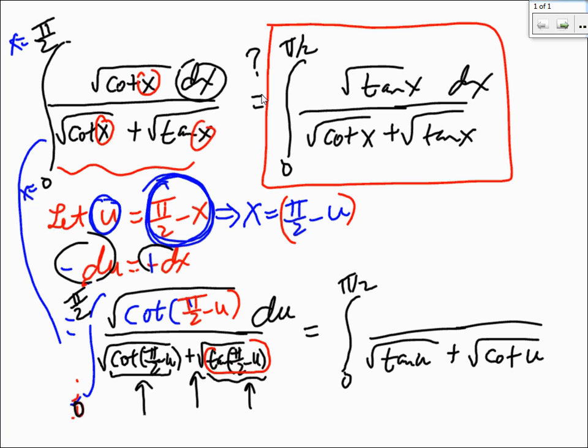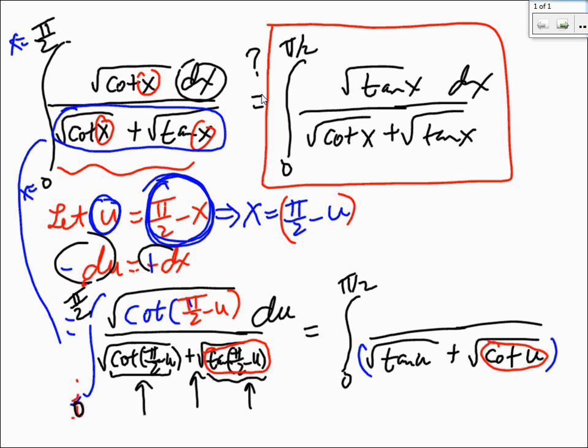Tangent of pi over 2 minus u is the same as cotangent of u, and I'm taking the square root of that. So notice all that happened, from the original problem, is that the sum of the things in the denominator just got switched. But it's still the same denominator, which is great.